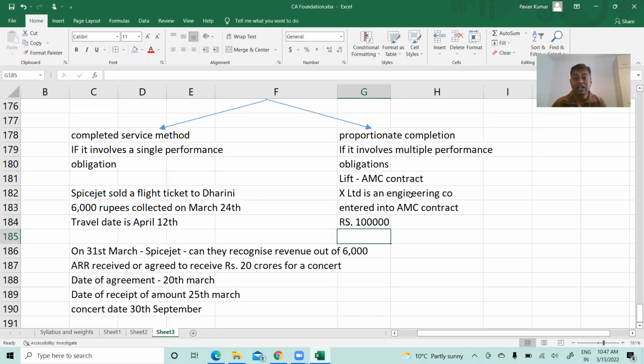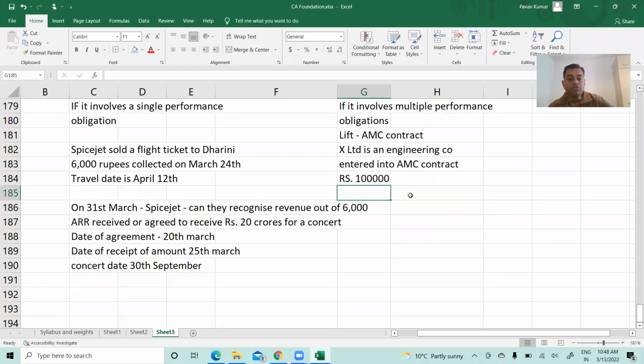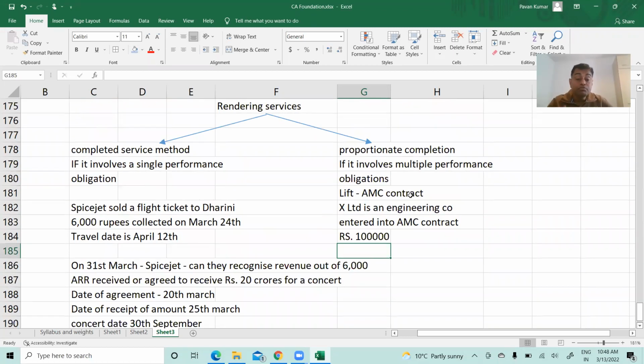Total 10 maintenance activities are to be done, out of which 4 are performed during the year. Can I proportionately take 40% of revenue to P&L? The answer is yes. Or there are no 10-4 kind of things, but out of 12 months, 5 months period is over. Can I take proportionately 5 by 12? Yes. You can. You understand? So when multiple performance obligations are there, you follow proportionate completion.